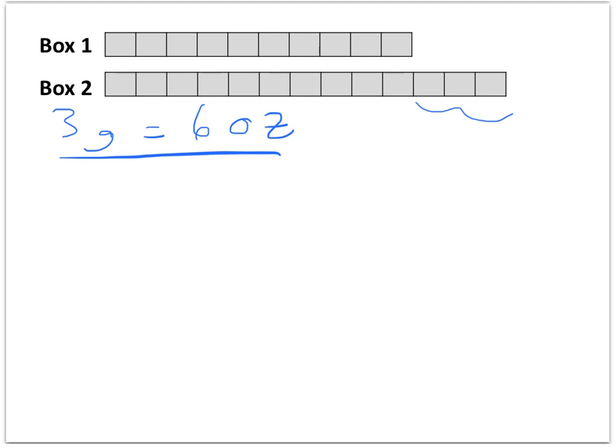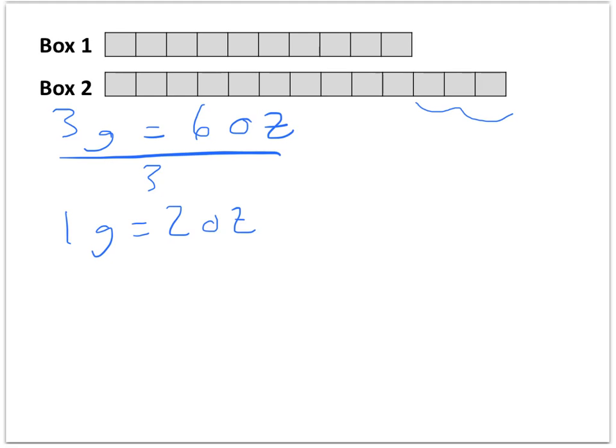And so we're going to divide both sides by 3, and we're going to get that one group equals 2 ounces. So now we know how much each group of chocolate weighs. Now we just need to figure out how many total groups of chocolate there were, and we'll take this times the number of ounces in each group, and we'll get our total amount.